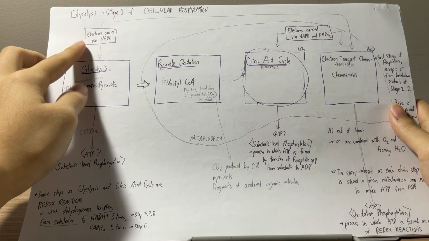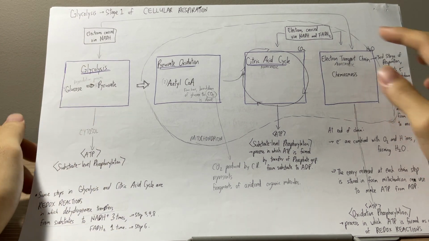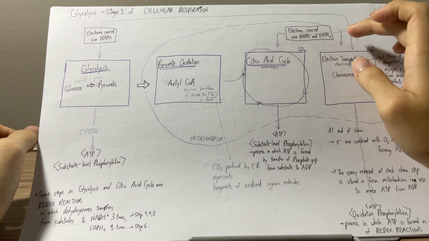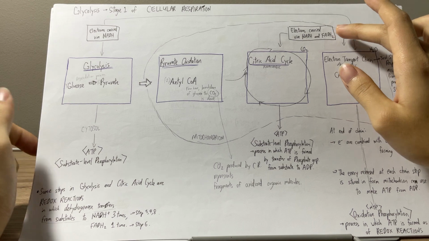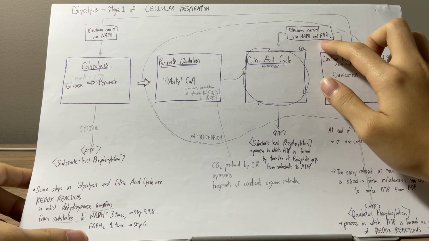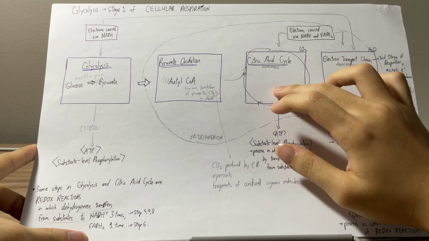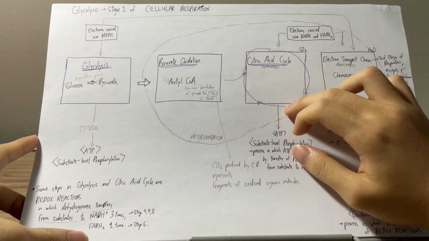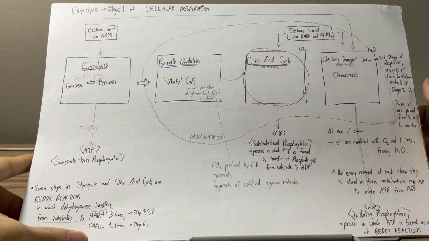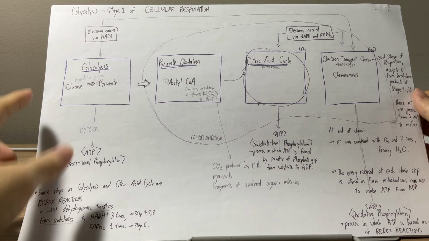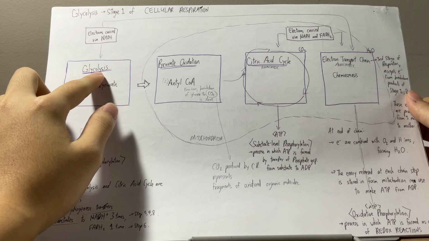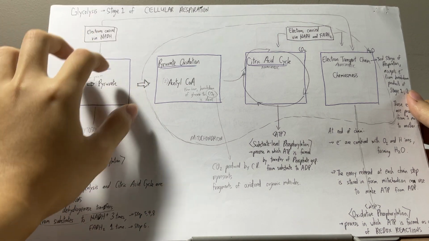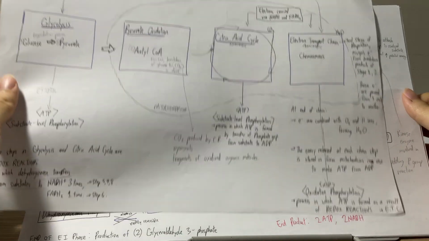Electrons carried via NADH and FADH2. Maybe partly the reason why is because only during the citric acid cycle does FADH2 come into the picture of cellular respiration. As of this part, the glycolysis phase, only NADH is involved. FADH2 is not mentioned yet. So yeah.